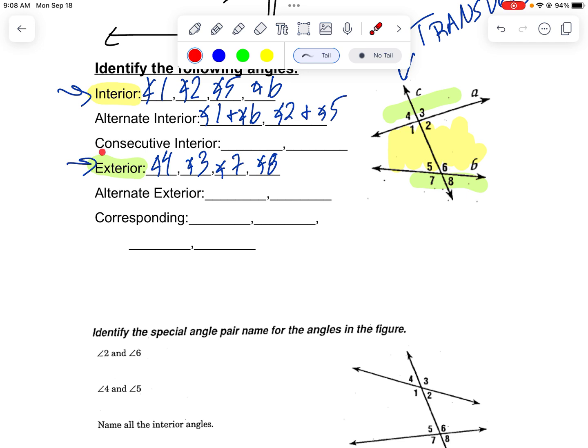So our next type we're looking at is consecutive interior. Another word for this, which your book or maybe even I will call them as well, is same side interior angles. Okay, same side interior. So like 1 and 5 are on the same side of the transversal. 2 and 6 are on the same side of the transversal. So angle 1 and angle 5, and 2 and 6 match. They're on the same side of that transversal.